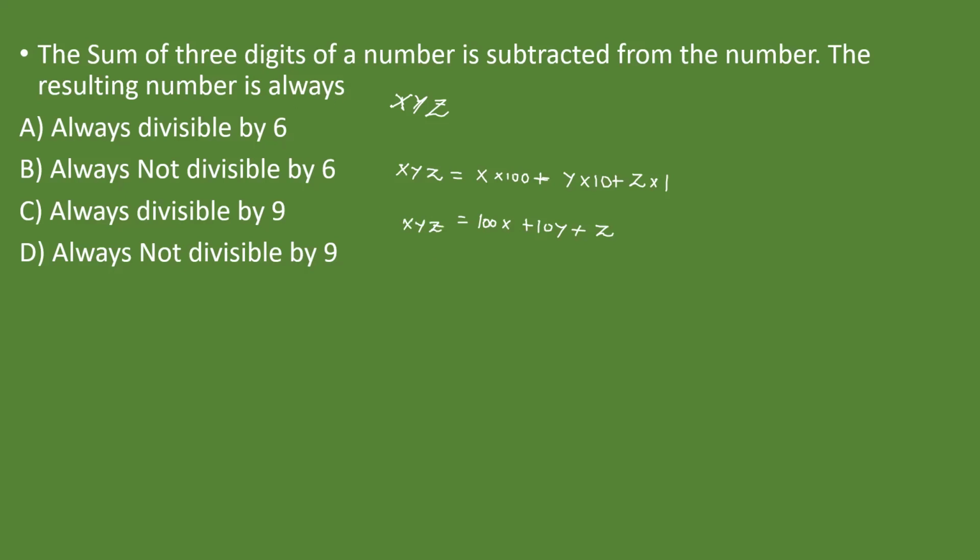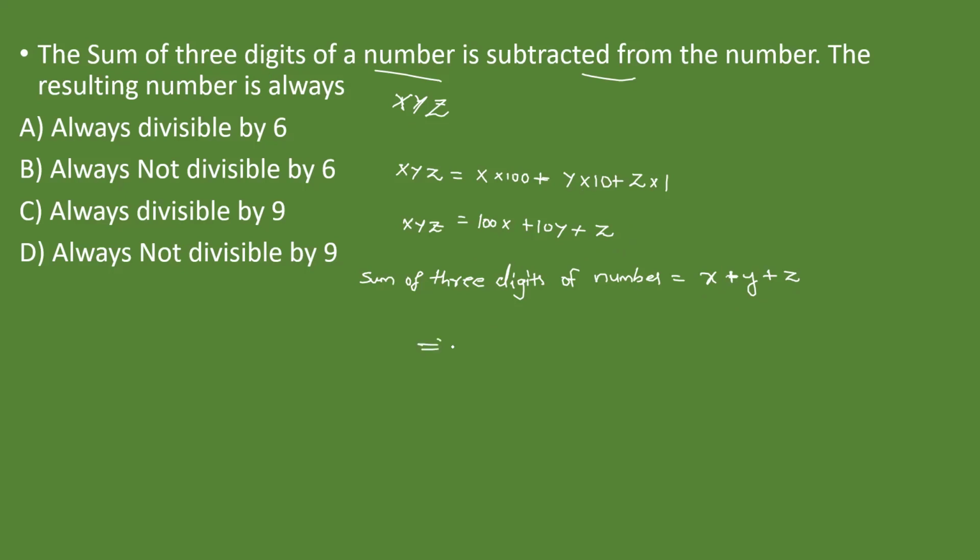Now, the sum of the three digits of the number is subtracted from the number itself. So, the sum of the three digits of the number: our three-digit number is XYZ, so the sum of its three digits means x plus y plus z. Now he is subtracting this sum from the three-digit number.